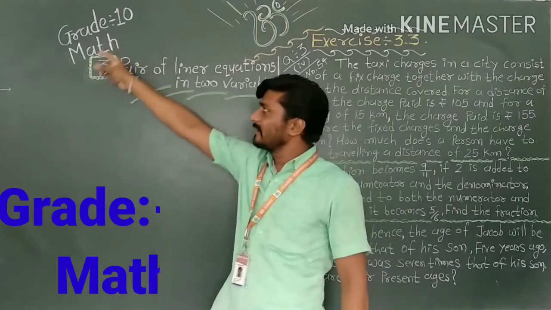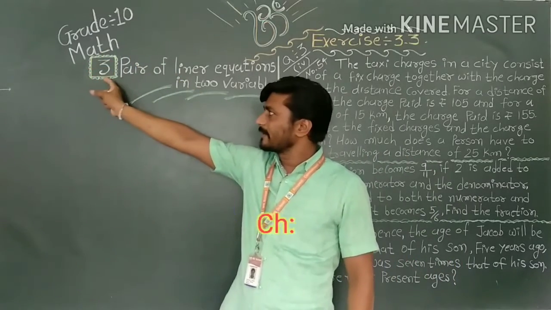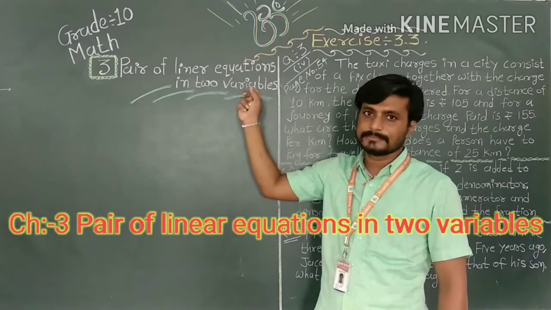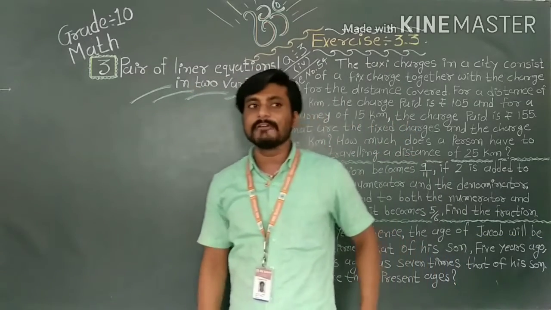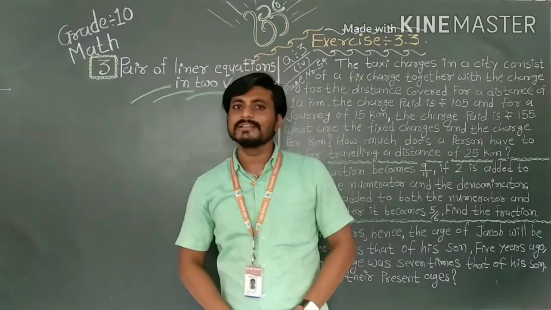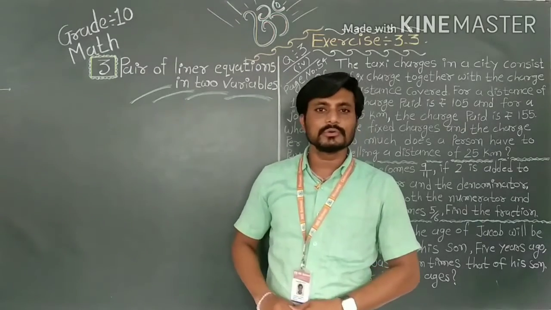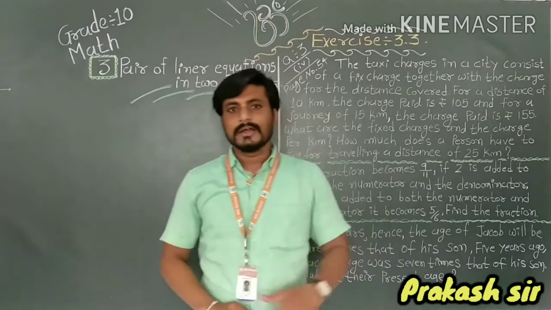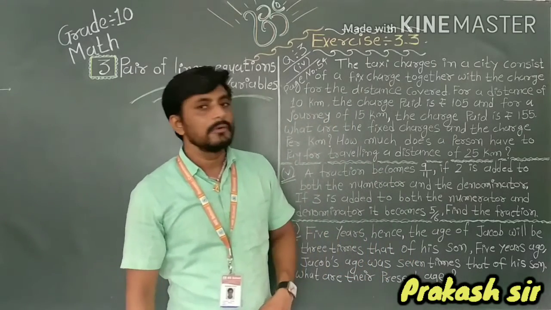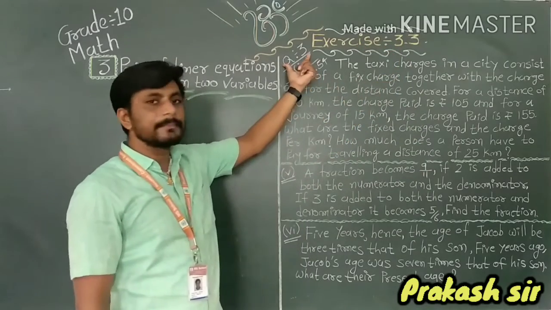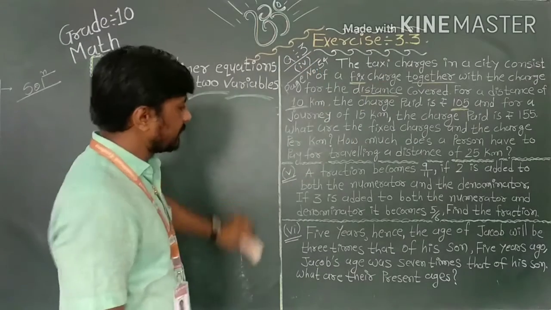This is grade 10 mathematics, chapter 3, pair of linear equations in two variables. As you all know, in our previous videos we already saw exercise 3.1, 3.2 and 3.3 up to question number 2. Now today in this video, we cover exercise 3.3 question number 3.